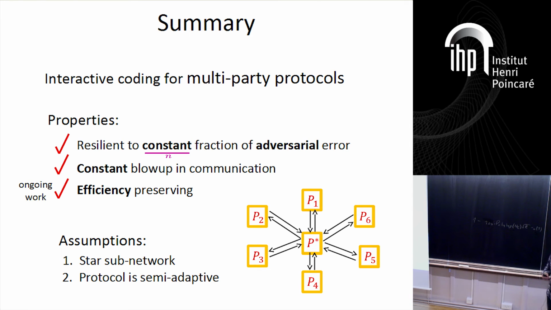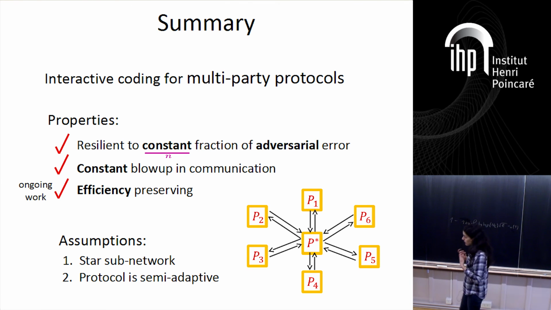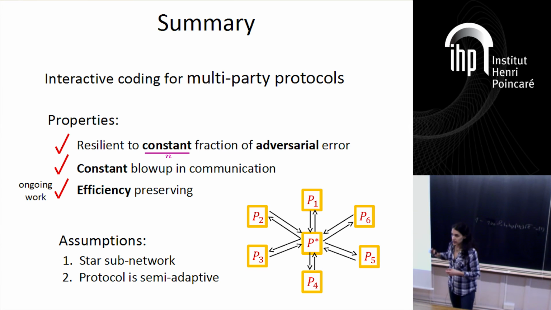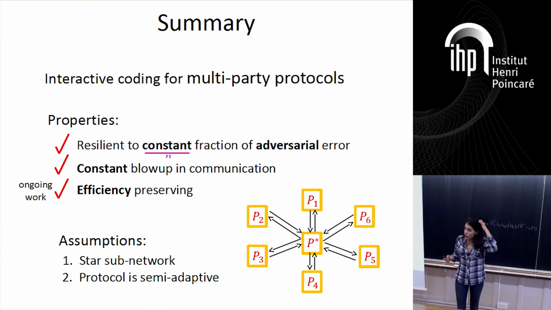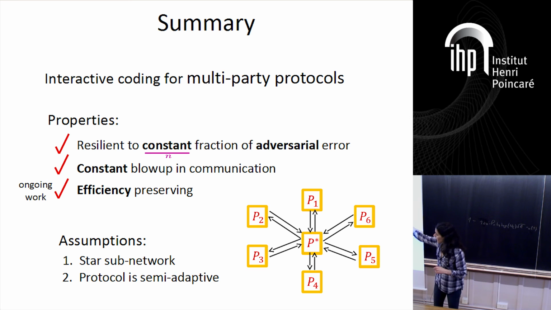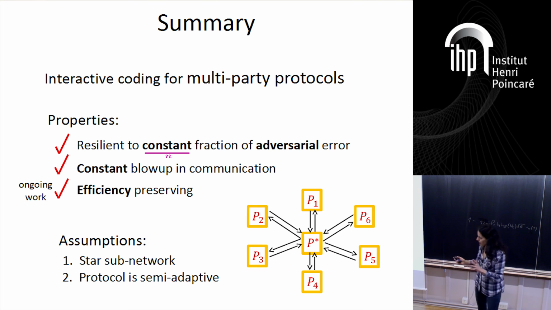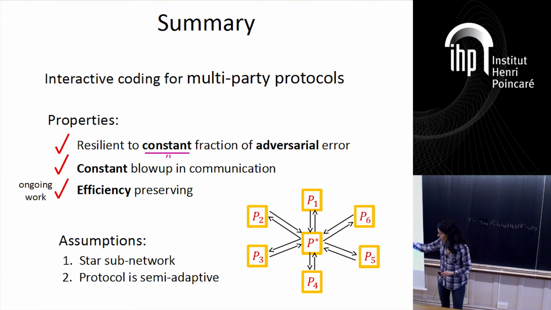I don't want to go into it too much. I just want to summarize: we construct an interactive coding scheme in the multi-party setting. We get resilience to a constant over n fraction of adversarial error, where n is the number of parties. For general adversarial error, it's optimal. It seems hard to get over this barrier per party. We get constant blowup in communication, and efficiency preservation is not in the paper, but it's going to be. We have two assumptions: one is that there's one party connected to all, and the second is that the traffic pattern is known.